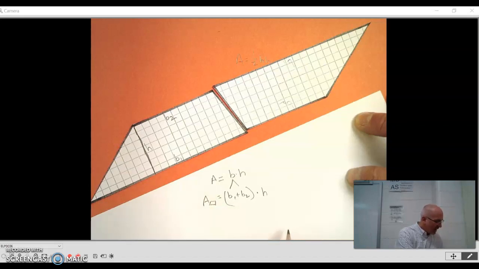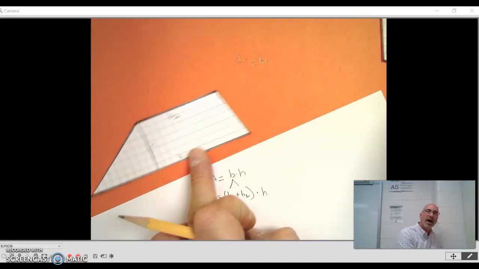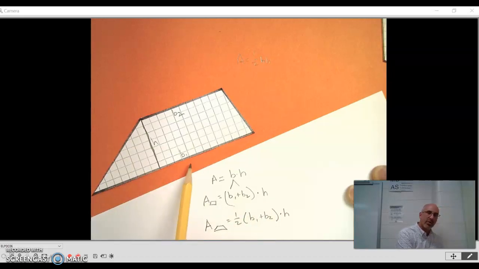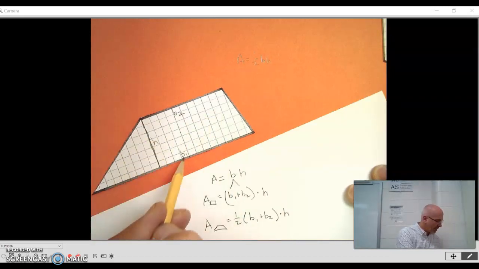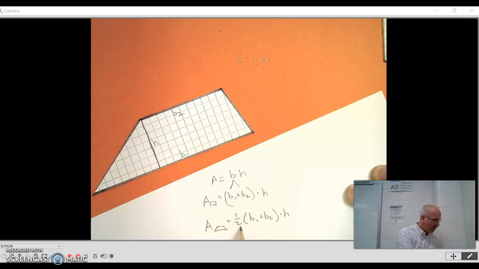Okay? Now, if I took one of these away, I only have half of it left. So the area of my trapezoid is 1/2 the sum of the bases times h. So the way we're going to find the area of a trapezoid, we are going to take the two bases, add them together, multiply by the height, and then multiply by 1/2. Now we can practice some problems.